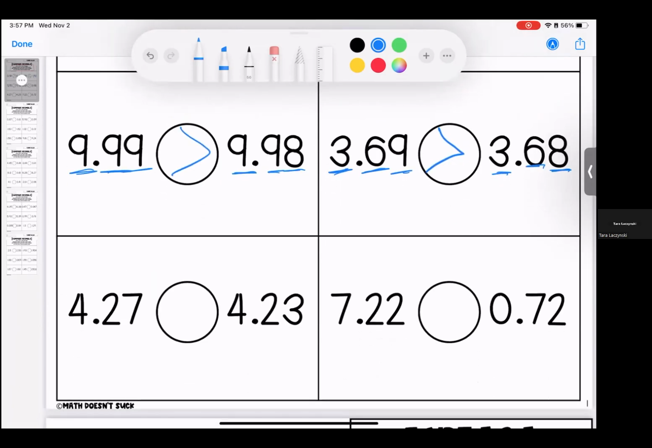4 and 27 hundredths compared to 4 and 23 hundredths, they're balanced. So we start comparing. 4 and 4, they're the same. 2 and 2, they're the same. 7 and 3, 7 is greater. So 4 and 27 hundredths is greater. Last one. They are balanced. We start with comparing. 7 and 0 right off the bat. We're able to figure out that 7 and 22 hundredths is greater than 72 hundredths.